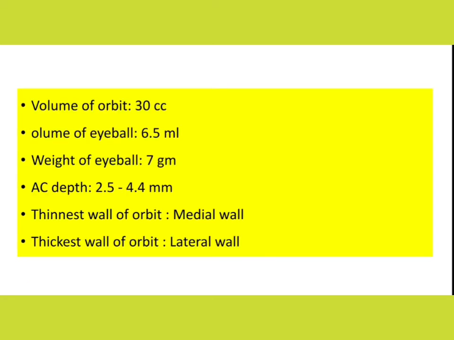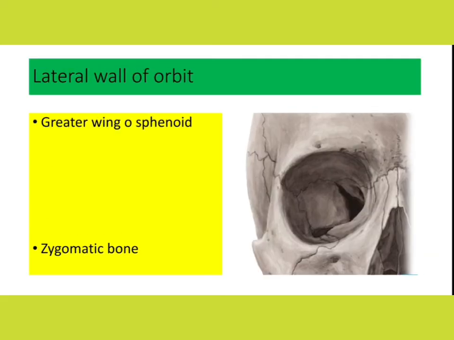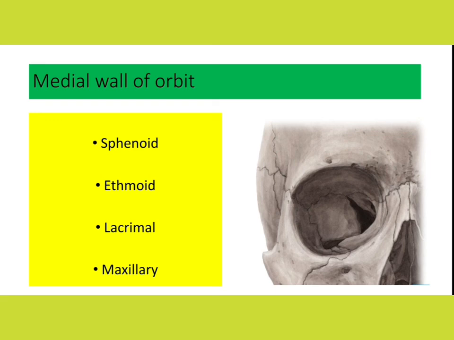Okay, so let's move to some dimensions of the orbit along with the eyeball. What is the volume of the orbit? The volume of the orbit is 30 cc. The volume of the eyeball is 6.5 ml, the weight of the eyeball is 7 gram, and the AC depth is 2.5 to 4.4 millimeter. The thickest wall of the orbit is the lateral wall. The lateral wall is made by the zygomatic bone and the frontal bone, and that is the thickest wall. And the thinnest wall is the medial wall. Remember the medial wall is made by sphenoid, ethmoid, lacrimal and maxillary bone. This is the thinnest wall.